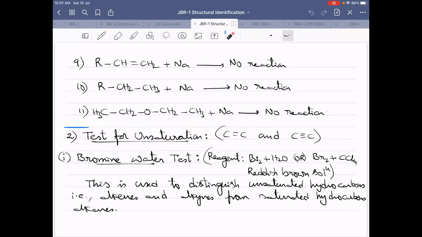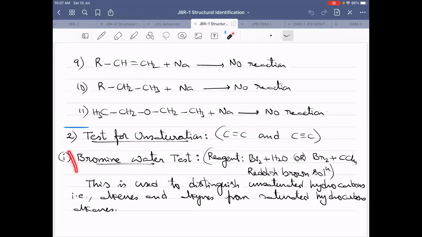The pi bonds can be present between carbon atoms and also between carbon and heteroatoms, like the carbon-oxygen double bond in aldehydes, ketones and carboxylic acids, and the carbon-nitrogen triple bond in cyanides. But here our test is to identify the unsaturation between carbon atoms, that is alkene and alkyne. This is one point you have to remember. For other functional groups, we have specific tests to identify them.